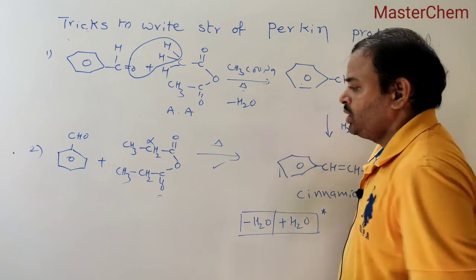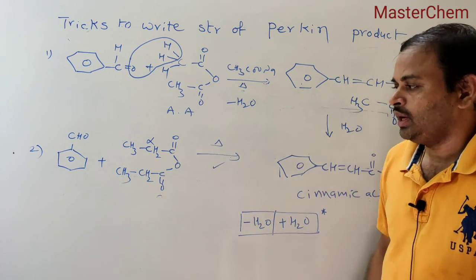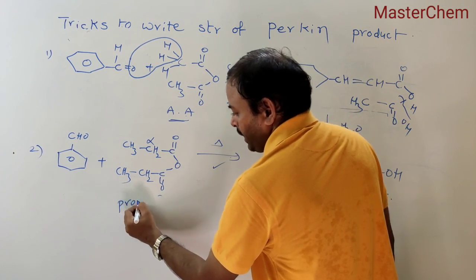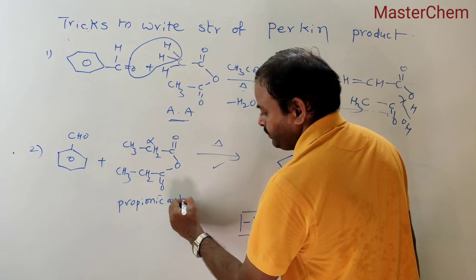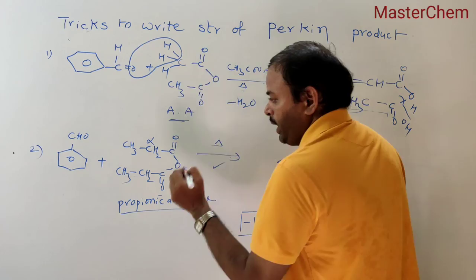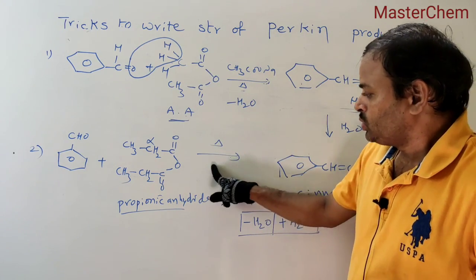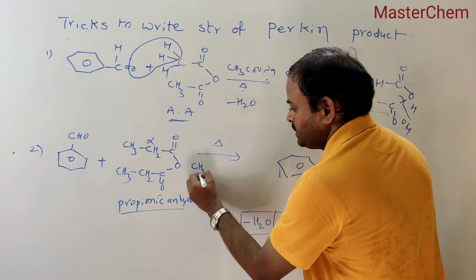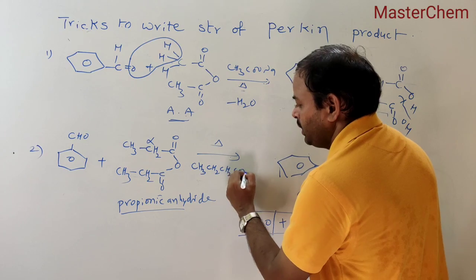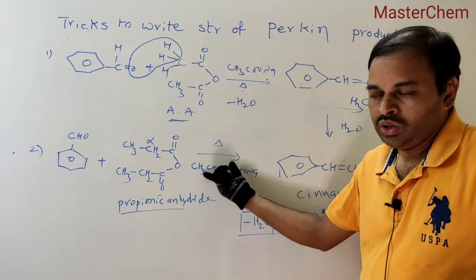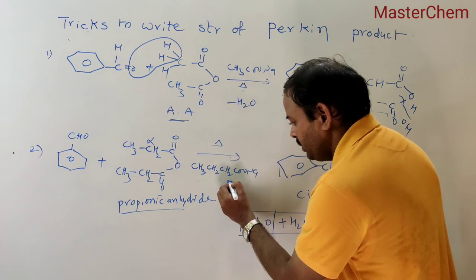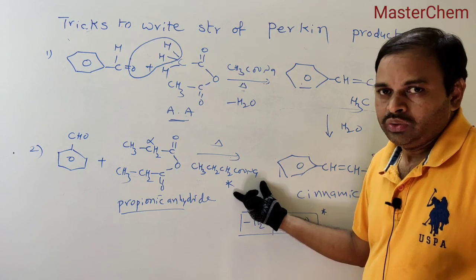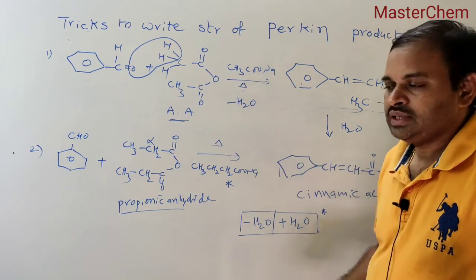So which sodium salt should we take here? This is acetic anhydride. This is propionic anhydride. As it is propionic anhydride, the sodium salt should also be from the propyl group, that is CH3, CH2, COONa, sodium propionate. Sodium propionate we should use. The same acid's sodium salt we should take here in the Perkin reaction.